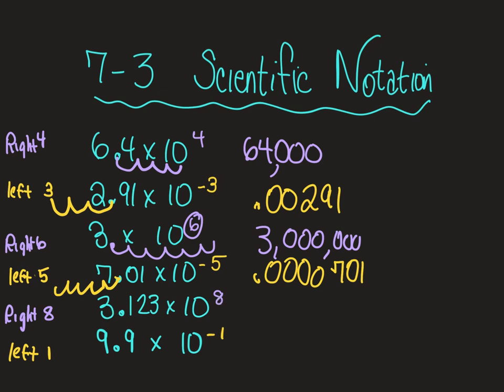If I have an 8 and I have 3, how many zeros will I have? I'll have 5 zeros. 1, 2, 3, 4, 5, and then the 3, the 2, the 1, and the 3. 312,300,000. This guy is going to hop left 1, ends up with 0.99.